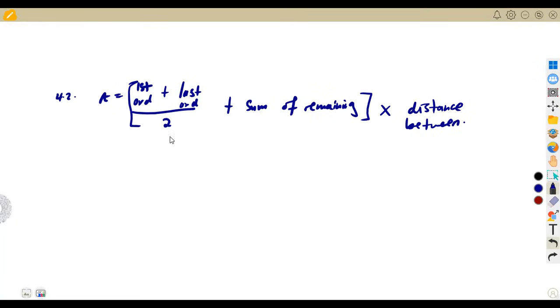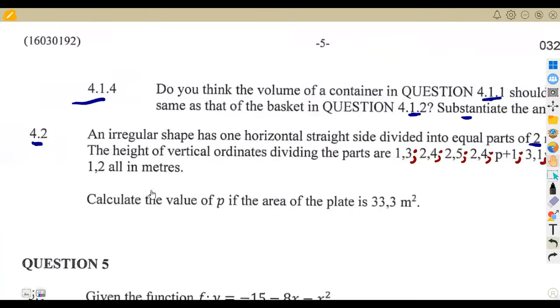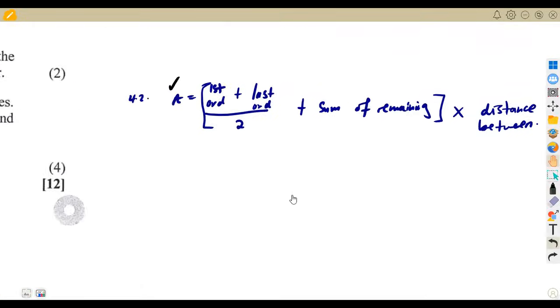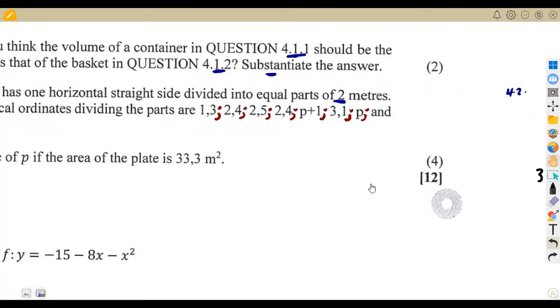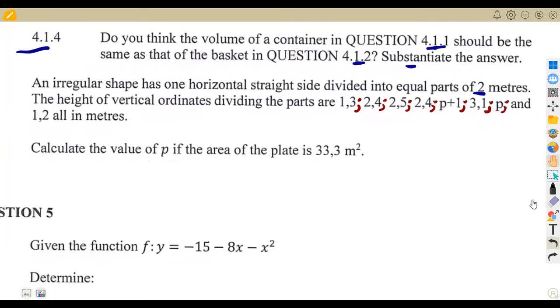In this case, we want to calculate the value of P given an area. So it's just a matter of substitution, because this time they gave us the area, 33,3 square meters. We substitute our area into the formula as if we were calculating this area. 33,3 is supposed to be equal to, in the normal sense, the first and the last ordinate added. According to this information, we are starting from this one, the first ordinate, which is 1,3, and the last ordinate at the end there, which is 1,2.